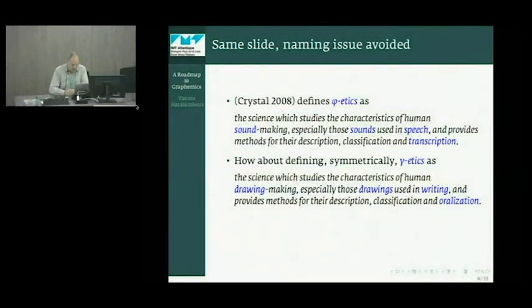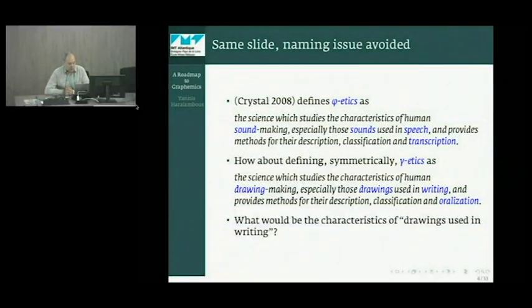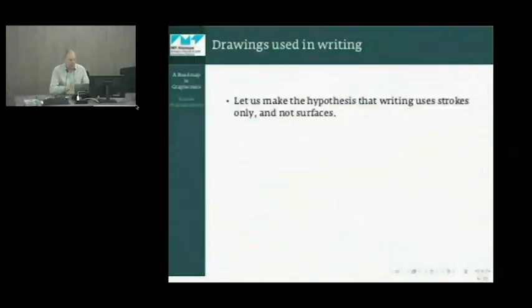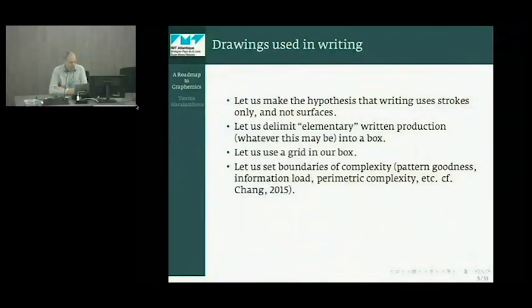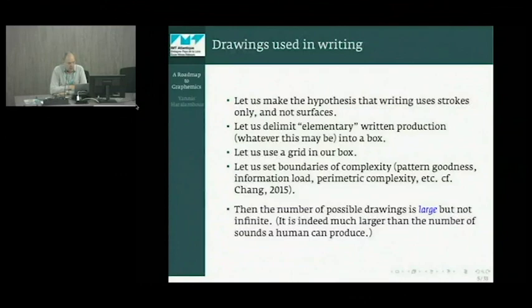And now I establish the symmetry. Okay, so let's look at the contents of this definition. It talks of drawings used in writing. So what are these drawings? We can make the hypothesis that we write using strokes, although this has to be proved. Others may use surfaces, but let's say it's strokes. We can delimit production in a box because we'll not take text of indefinite length. Inside a box, we can define a grid because, after all, our strokes have some level of accuracy. We can set boundaries of complexity, as this has been done. So, for example, the character Professor Kuhlmann showed was some kind of maximum of complexity in some sense, so we can place this. And we get a number of possible drawings, which is big, very big, but not infinite.